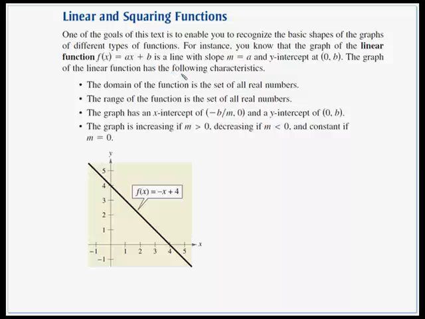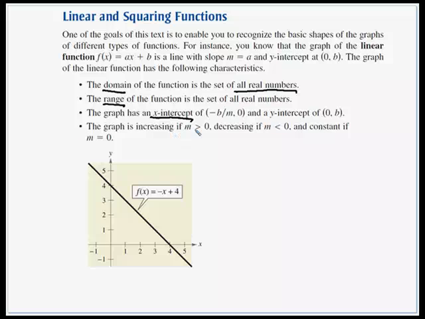The graph of a linear function has the following characteristics. The domain, remember those are the x values you can put into a linear function, is all real numbers. The range of the function, that is where you are defined on the y-axis, is also the set of all real numbers. The graph has an x-intercept of (negative b divided by m, 0) and a y-intercept of (0, b). Remember, you can algebraically find the x and y-intercepts by setting the other variable equal to 0 and solving for the one you're looking for.